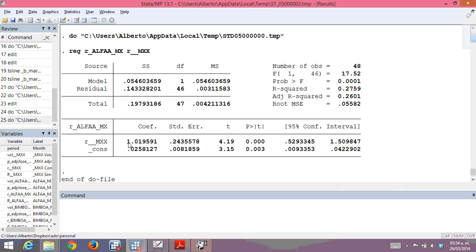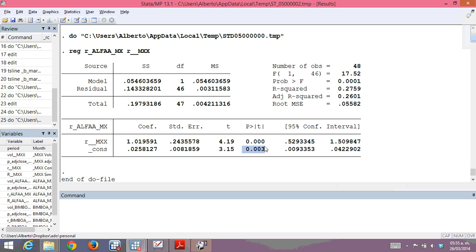What it means is that the beta coefficient is 1.01 and is statistically significantly different than 0. This means there is an actual, really positive relationship between the market returns and alpha returns, and this cons is the beta 0 of the market model, the point where the line that represents this relationship crosses the y-axis, and it's a little bit more than 0.